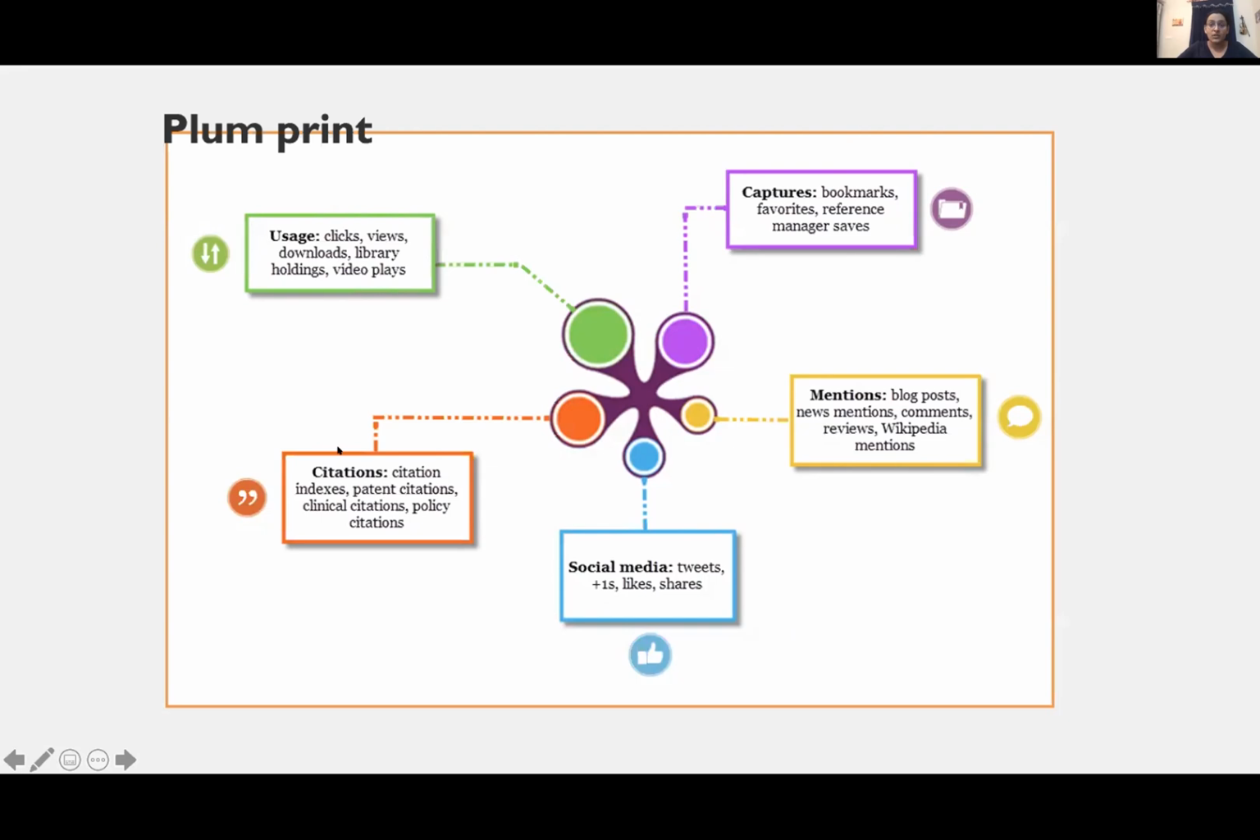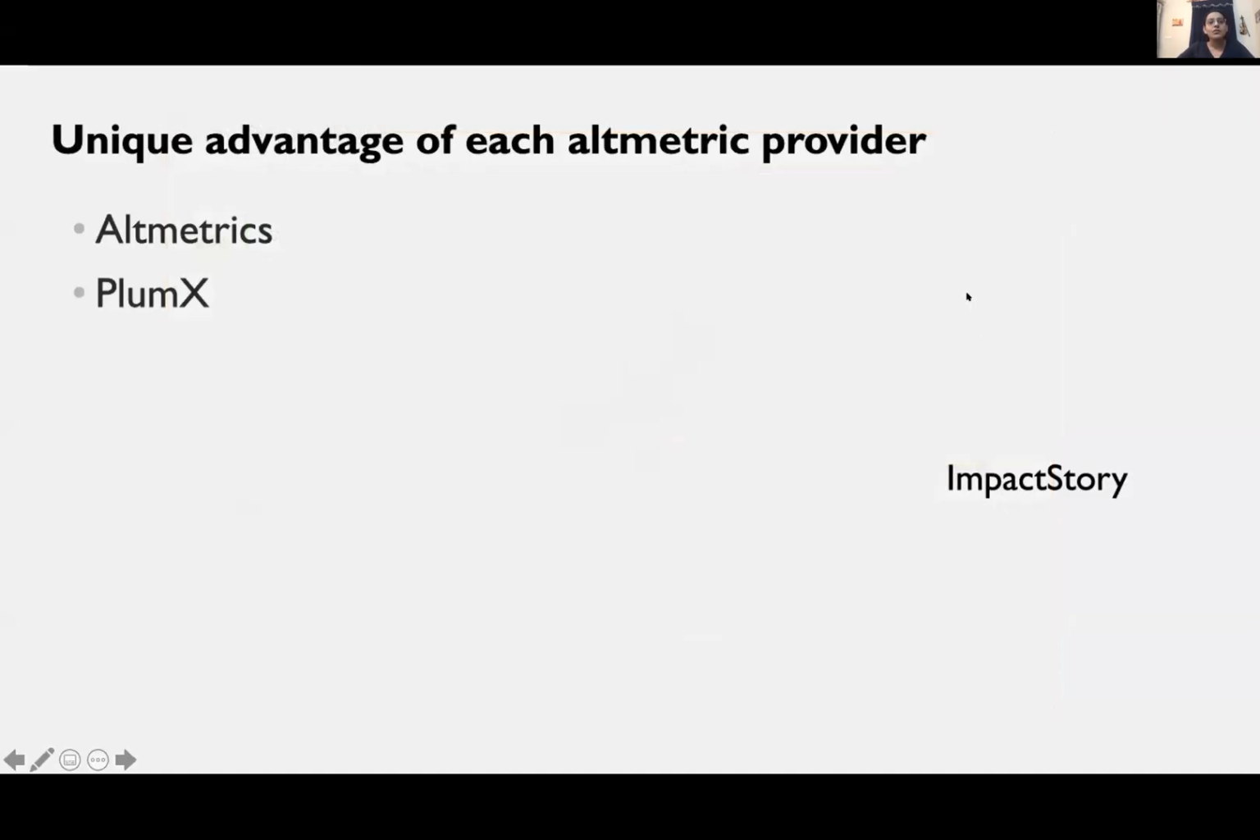And citations. One unique aspect here is patent citations. So suppose you conducted some research and it resulted in a patent, then that's important, or it became part of a policy or clinical citations. It's a clinical sign you described, which now enters the textbooks. And that's something which deserves attention and is important, and Plumx will help you measure the impact of that kind of research. So there are unique advantages of each of these.